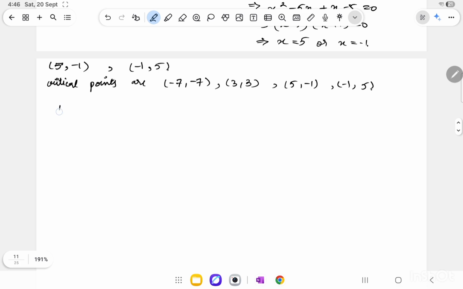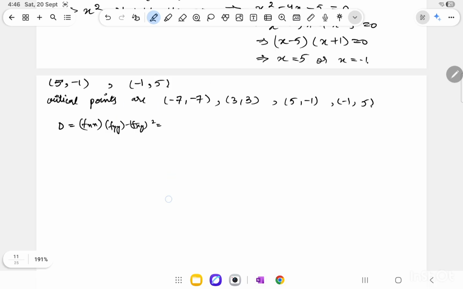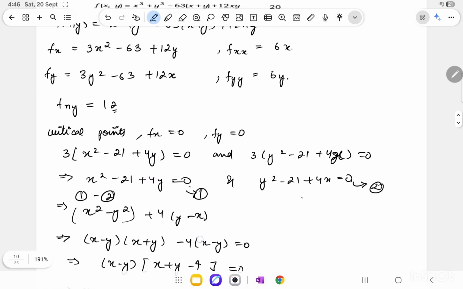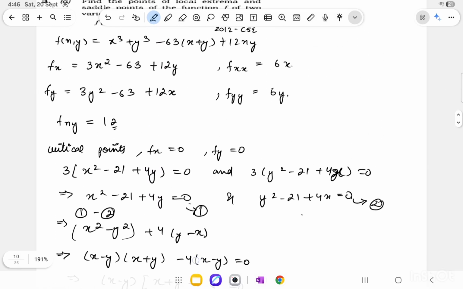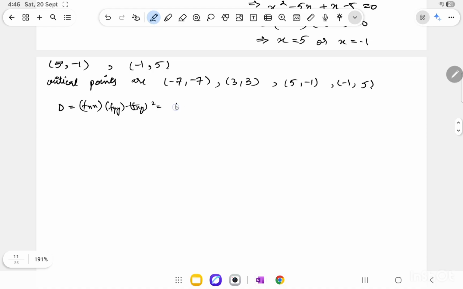So my d will be basically fxx into fyy minus fxy square, that is my fxx is 6x into 6y minus 12 square. That is basically I can take 36 common. So I'll be getting 36 into xy minus 4.